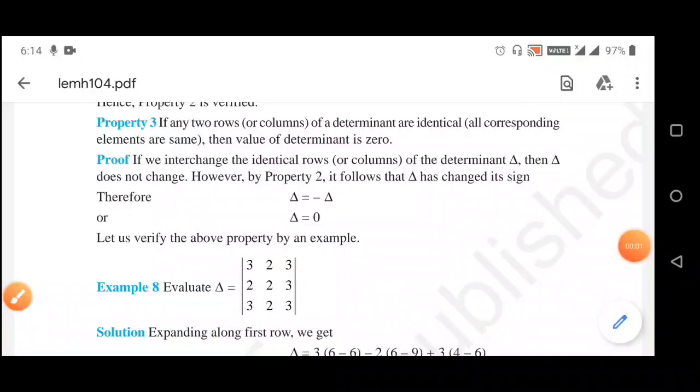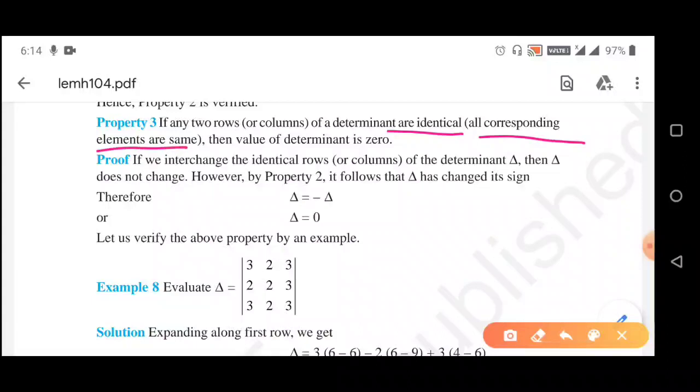Property 3 is: if any two rows of a determinant are identical, identical meaning all corresponding elements are the same, then the value of the determinant is 0.